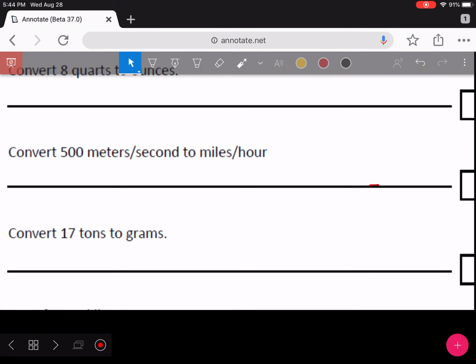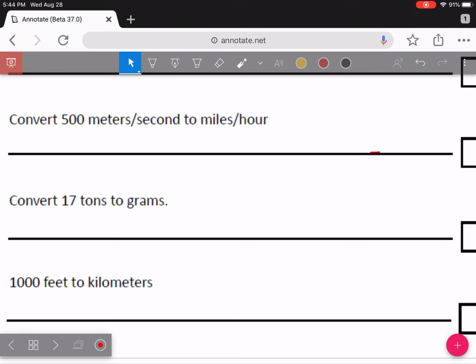Okay. Let's convert 500 meters per second to miles per hour. So first we write this down. 500 meters per means a fraction bar, 1 second, okay? So when you hear miles per hour, that means miles goes on top and hour goes on bottom of the fraction, okay? So let's start with meters. Actually, let's convert seconds first, okay?